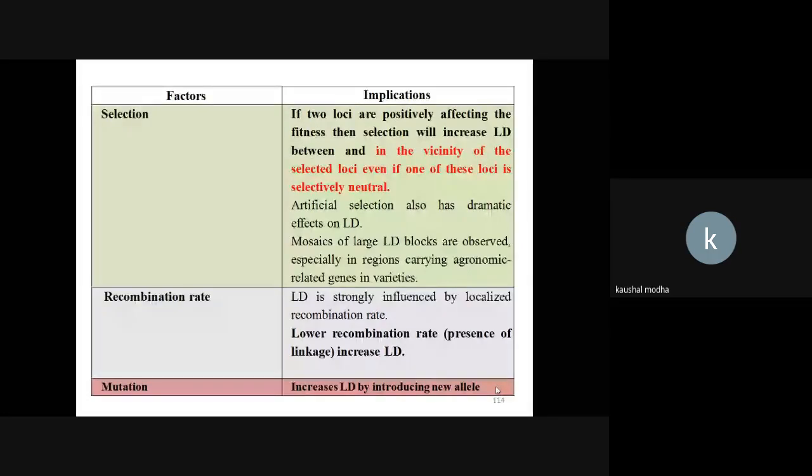But recombination rate differs from one region of a chromosome to another region. As previously I have given the example of the centromere, and recombination rate also varies from chromosome to chromosome. All these things are to be considered for LD mapping. Mutation increases LD by introducing a new allele. So those were the factors affecting linkage disequilibrium.